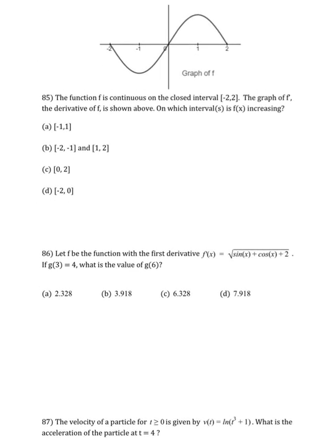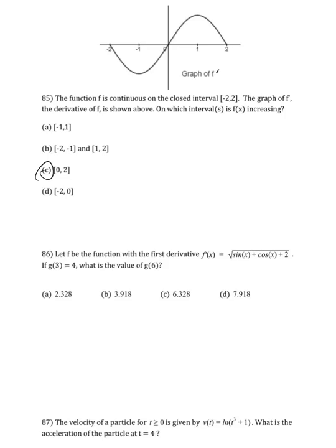Number 85. They want to know, if f is continuous, then the graph of f prime, the derivative of f, is shown above. Okay, so this is the graph of f prime. On which interval is f of x increasing? So when the derivative of a function is positive, the function is increasing. So the derivative is positive from 0 to 2. Therefore, the function is increasing on the interval from 0 to 2.